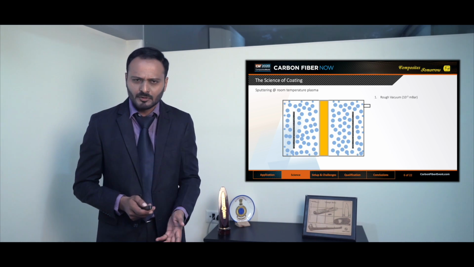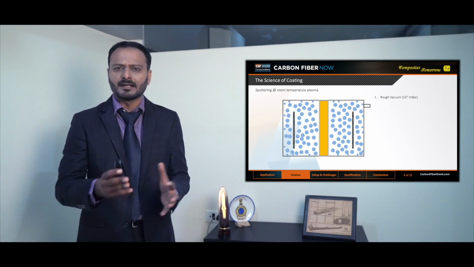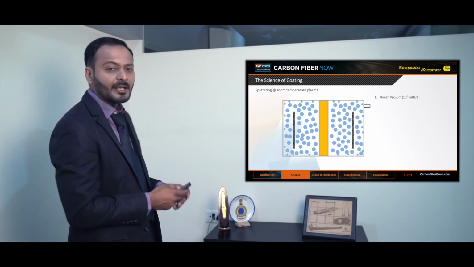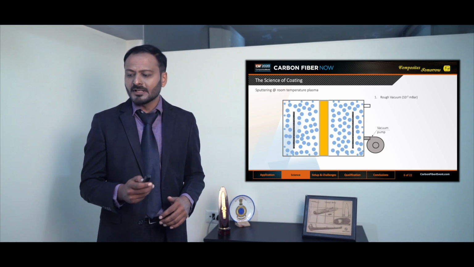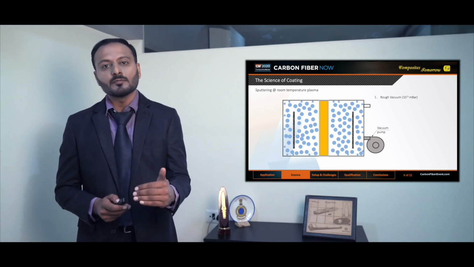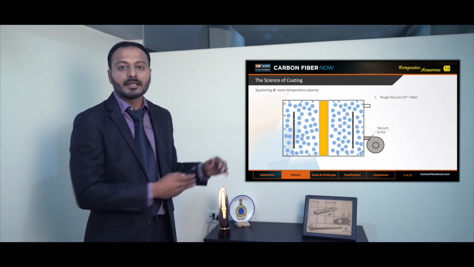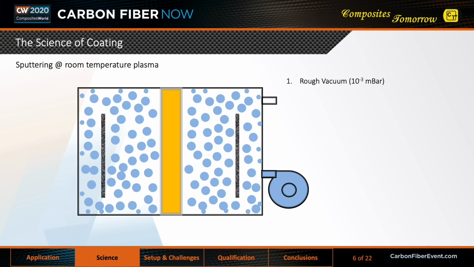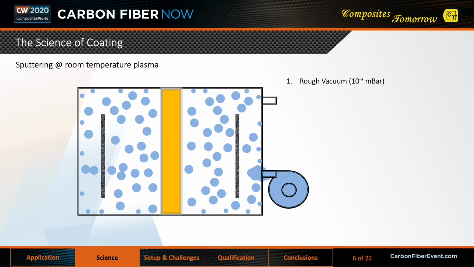We all know Avogadro's law. A typical 22.5 liter will have 10 raised to 23 such air molecules. As soon as we switch on a vacuum pump and we take it to 10 raised to minus 3 millibar of vacuum, it sucks a lot of air molecules. How much? 1 million molecules in the same 22 liters.